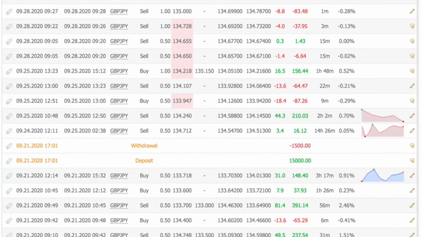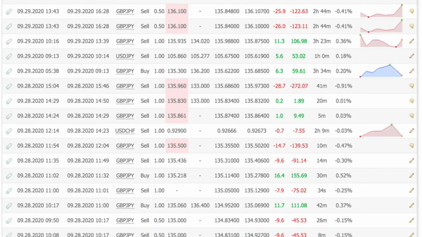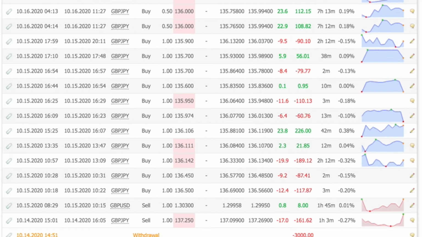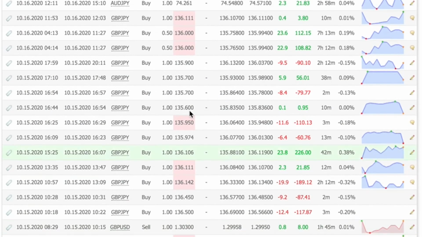Here we can see on the 21st of September when he first hit his first 10% target. And here, when he hit his second target on the 14th of October, and he's still trading at the moment. And even if we should not look at what he's doing right now, we can see that he still prefers the pound yen as a pair.